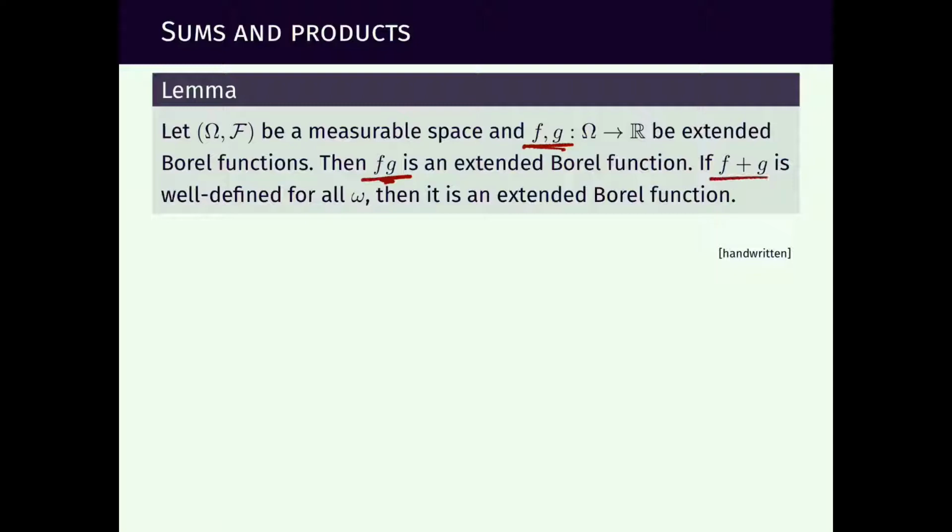Now, the sum of these two extended Borel functions may not be well defined for every omega. So now we have to make an assumption. The assumption is that it is well defined for every omega. How can it not be defined? Of course, if we get infinity minus infinity. But assuming it is well defined, then their sum is also an extended Borel function.